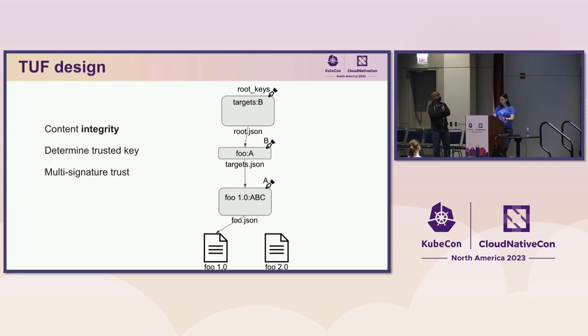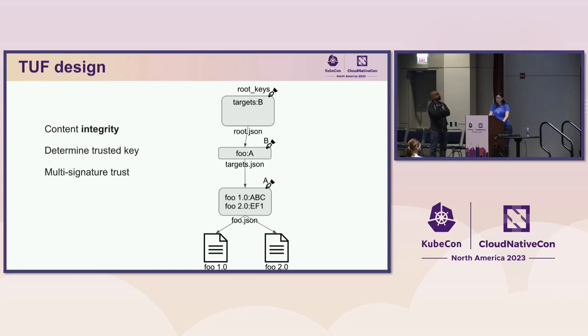Okay, so what happens now if this Foo developer wants to release another version of Foo? Foo 1.0 is still valid, and people still can use it, but they also want to say, there's also this new version, Foo 2.0. So they can add it to this Foo JSON metadata file, re-sign it, and so on. The problem is, how does a user know if they're getting the most recent collection? If they want the most recent version of Foo, how can they guarantee that they're getting a foo.json that includes the most recent version that they want to download?